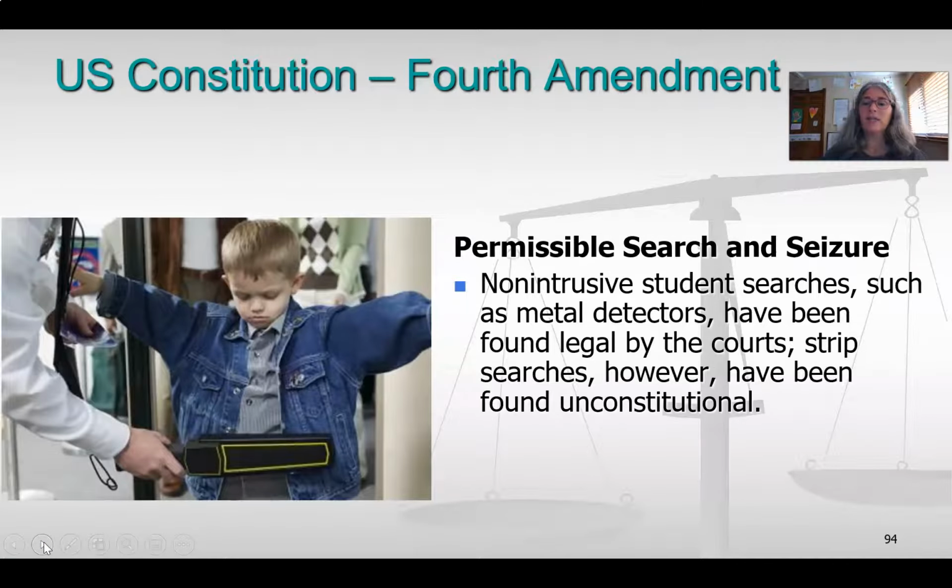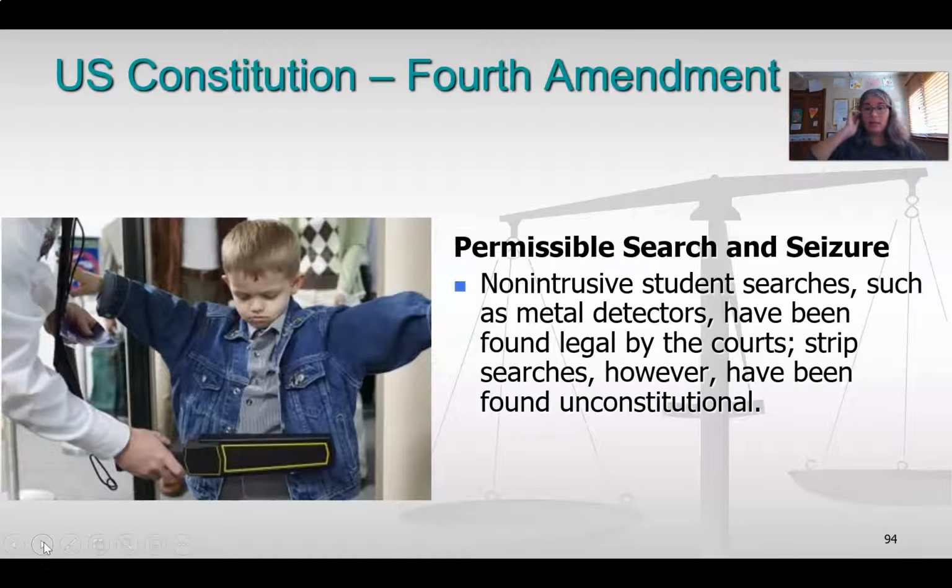Continuing with this idea of search and seizure, non-intrusive searches like metal detectors, which are sometimes used at schools now, are considered to be legal. Strip searches, not. I also watched an interesting video looking at pat-downs. There was a school where a student was found with a gun. And before they would let anyone leave the school, they lined up every single student and did a very aggressive pat-down of over 100 students. Whether or not they were suspected of carrying a weapon, everybody got one.